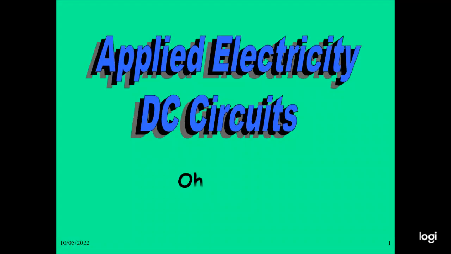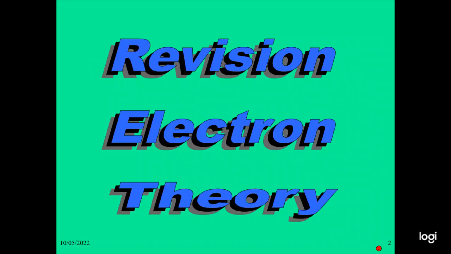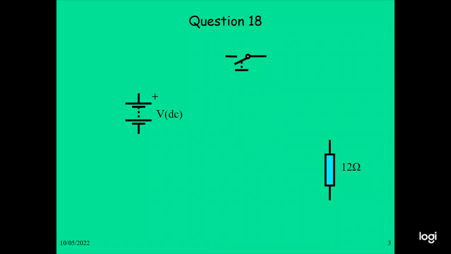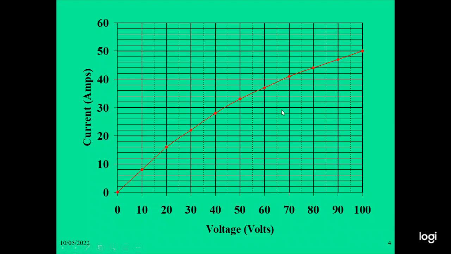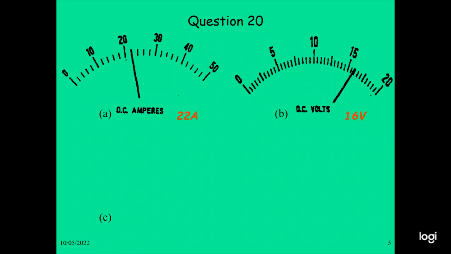Okay, we're talking about Ohm's law in DC circuits. In this case, electronic theory. This is the connection of the switch, the circuit diagram. Also, when the voltage increases, the current will increase. And this is the meter, the ammeter and voltmeter.